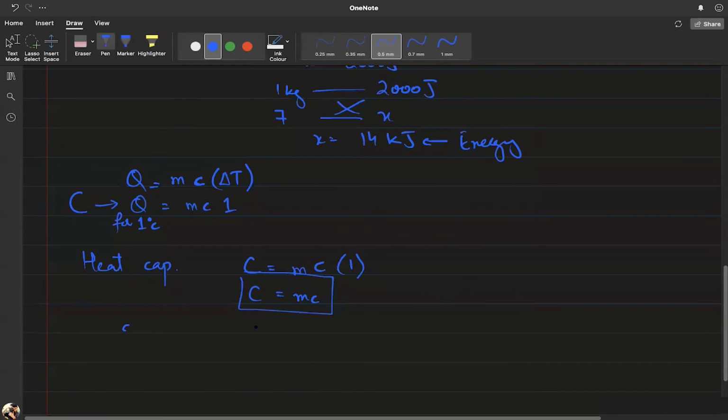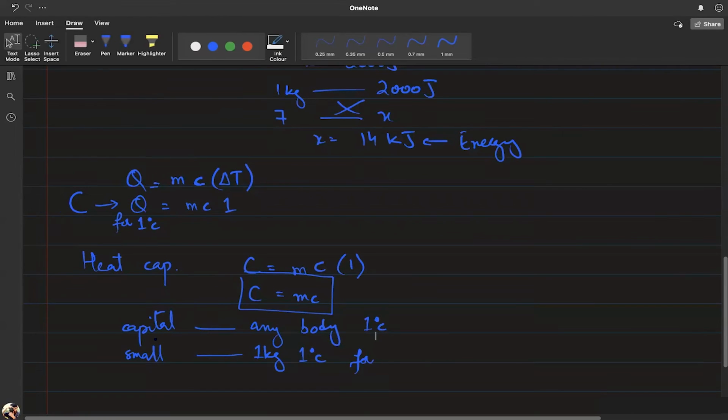So जब भी कैपिटल का लफ्ज आएगा, that is for any body made of that. But when you have a small letter, then that means for 1 kg and 1 degree Celsius for that thing. So any body for 1 degree Celsius is capital C, and any body but 1 kg and 1 degree Celsius is small letter. So हम बस specify करें, अगर 1 degree Celsius का change चाहिए, mass कुछ भी हो सकता है, तो वो heat capacity है. और अगर मुझे 1 degree Celsius के साथ 1 kg चाहिए, तो that is small letter, and that is my Q is equal to mc times 1, which I call c.